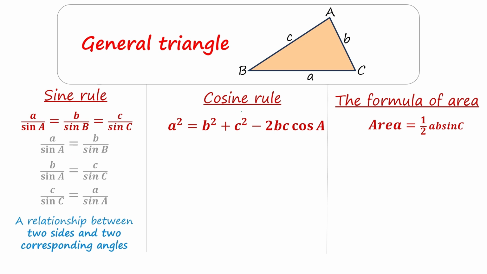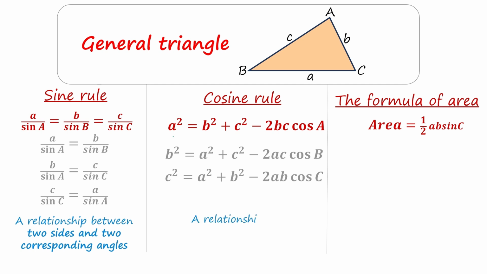Now let's look at cosine rule. We can actually write 2 more equations for cosine rule, but generally they are the same. From each of the equations, we can tell cosine rule is actually describing a relationship between 3 sides and 1 angle. That means whenever you can form a relationship between 3 sides and 1 angle in a general triangle, you should consider using cosine rule.